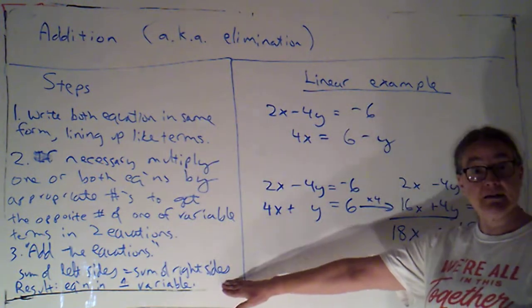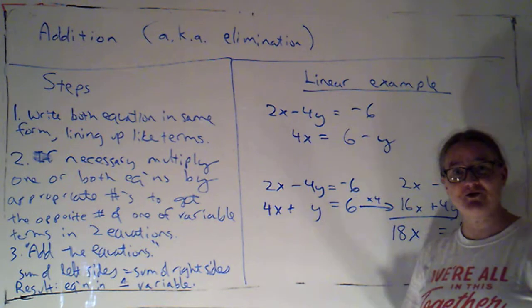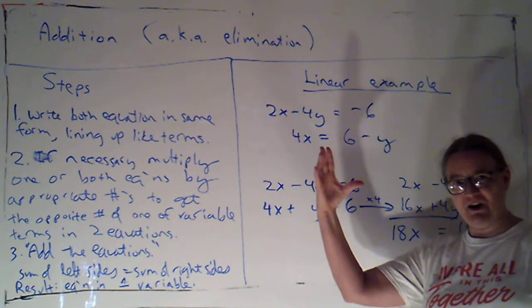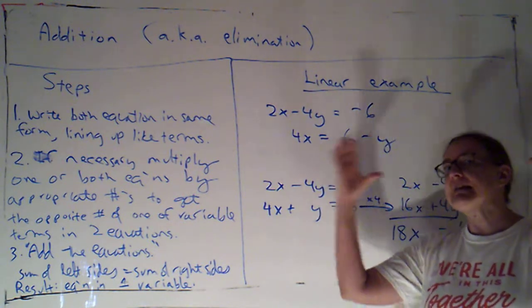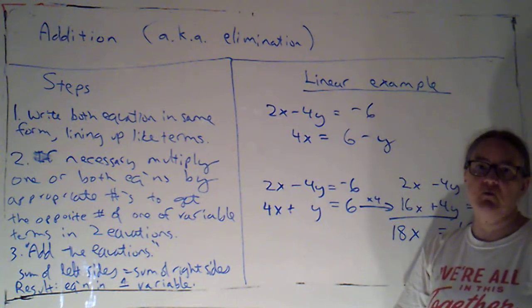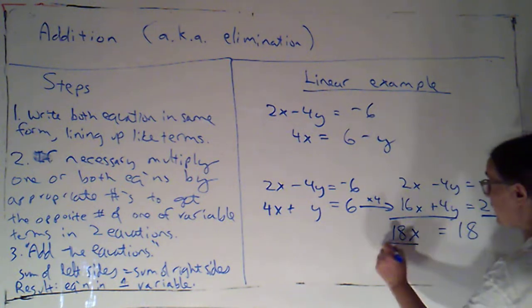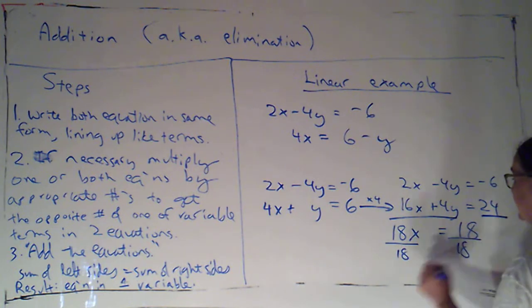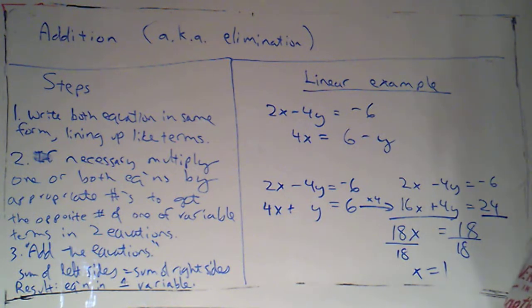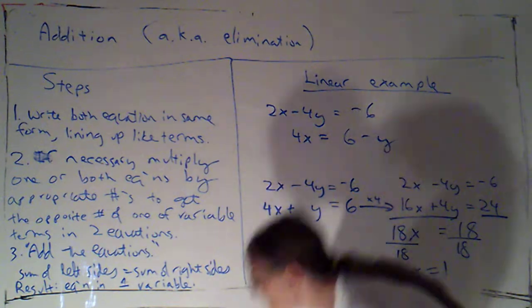So that's very similar to when we do substitution. We start with 2 equations and 2 variables. Our technique is to get it down to one equation in one variable. Of course, once we have that, we can solve it. Here I would just divide both sides by 18, and so I would get that x is equal to 1.